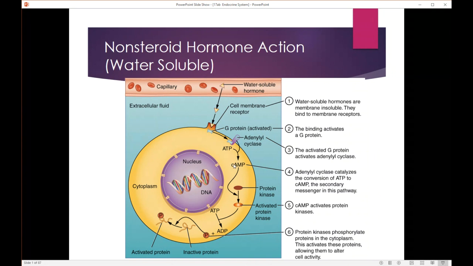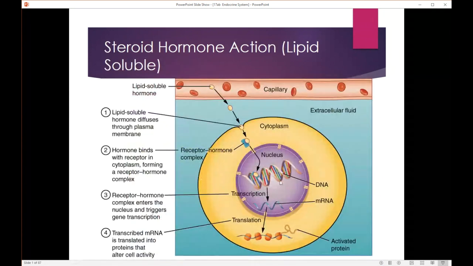And that cyclic AMP can then activate what's called a protein kinase. Those protein kinases are then going to phosphorylate. That means it's going to add a phosphate to the proteins within the cytoplasm, and that activates them. It turns them on. You can see that it doesn't have anything to do with the nucleus like we see here with our steroid action.